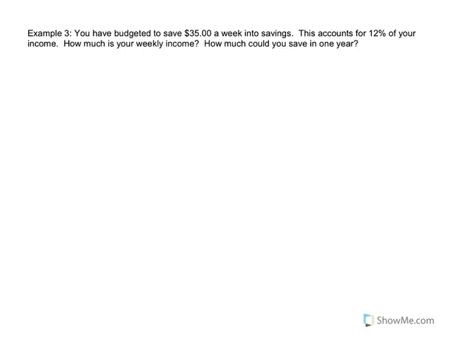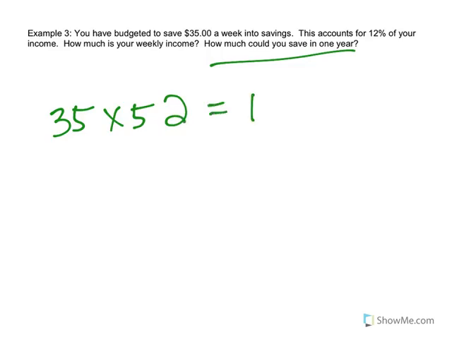Alright, example 3. You're budgeting $35 a week into saving. This accounts for 12% of your income. How much is your weekly income, and how much do you save in a year? So first of all, let's do the how much do you save in a year, because that's easy. 35 per week times 52 weeks is $1,820.